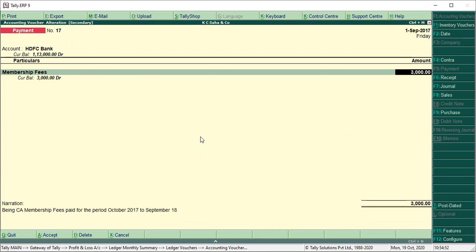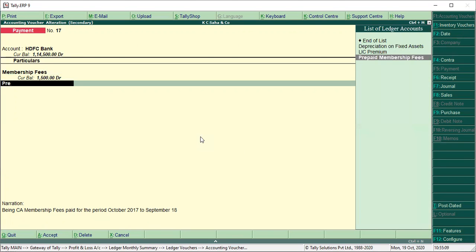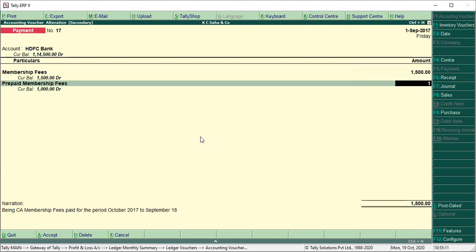सो ये टाइम पे क्या होगा, मेरा 6 मंथ्स का प्रीपेड जाएगा. That means for the 12 months 3,000 is for 12 months. So what will be the 6 months amount? That is 1,500. So membership fees is the expense 1,500, and next we'll consider as prepaid membership fees, that is 1,500. Clear everyone?